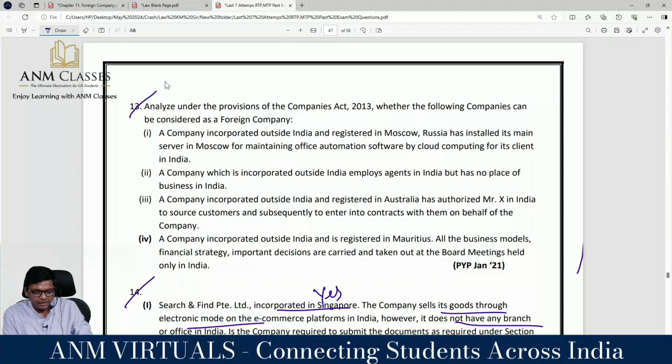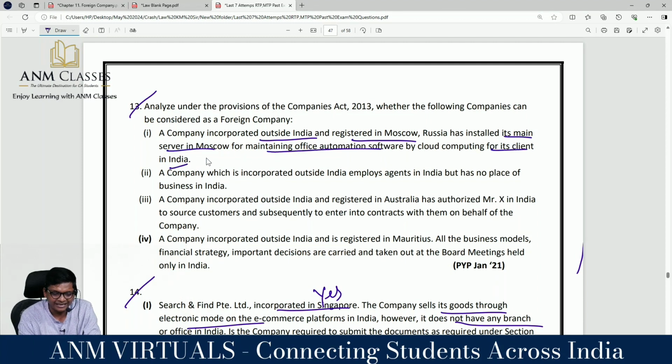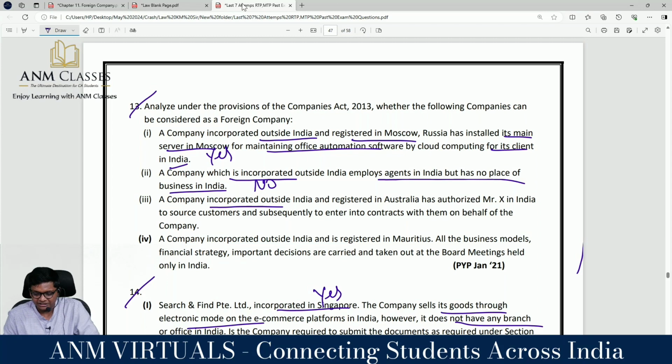Analyze the following: whether it's a foreign company. A company incorporated outside India and registered in Moscow, Russia, has installed the main server in Moscow for maintaining office automated service by computing for its clients in India. Answer: yes. A company incorporated outside India employs agents in India but has no place of business in India. No. Yes, you are getting the hang of it now, guys. Super. A company incorporated outside India, registered in Australia, has authorized X to source customers and subsequently enter contracts on behalf of the company. Yes, presumed place of business.